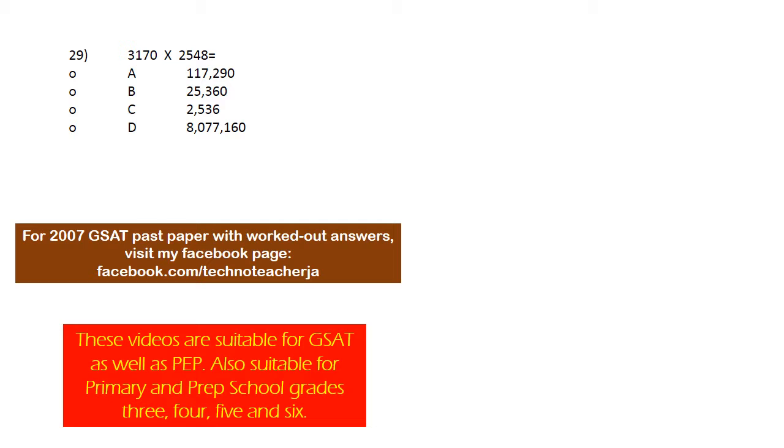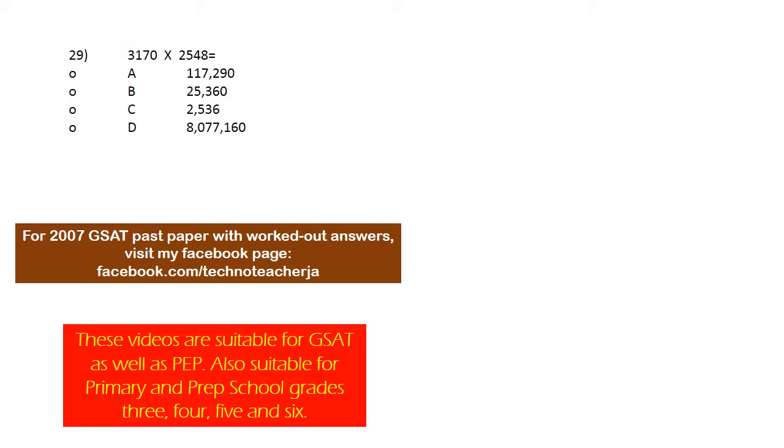This question asks: 3,170 times 2,548 is equal to what? The choices are A, 117,290; B, 25,360; C, 2,536; and D, 8,077,160.